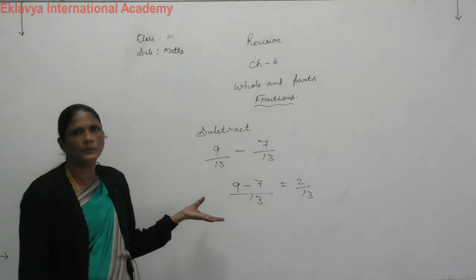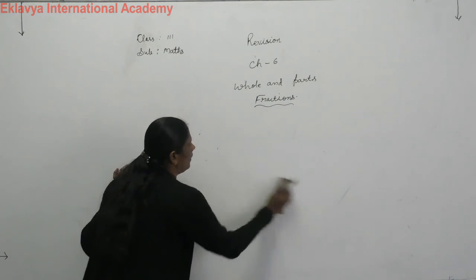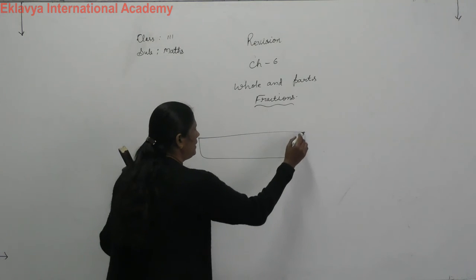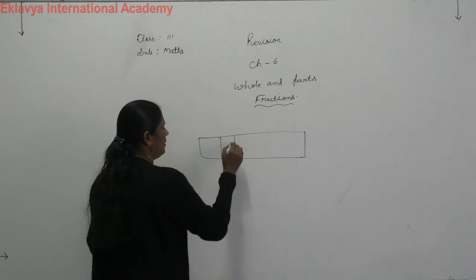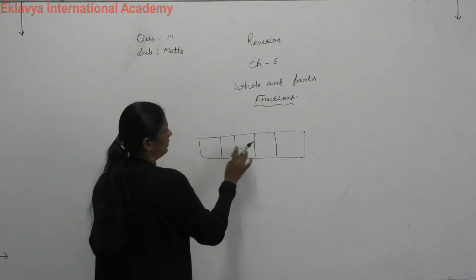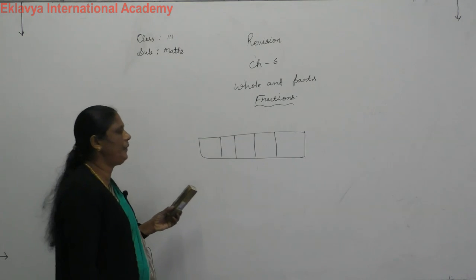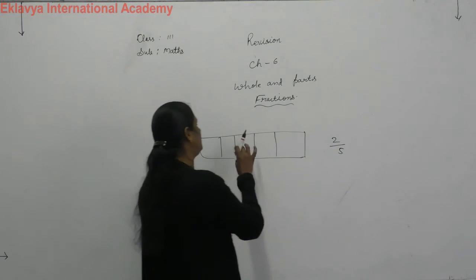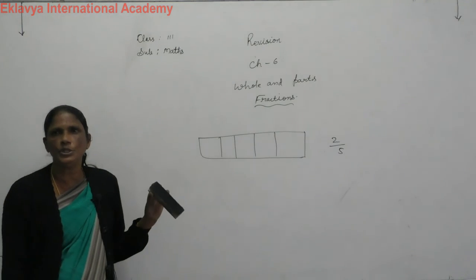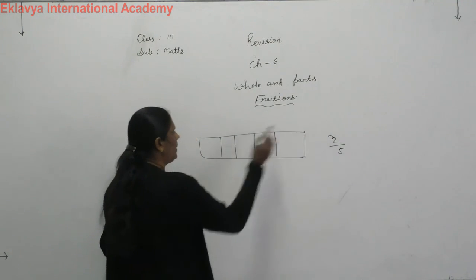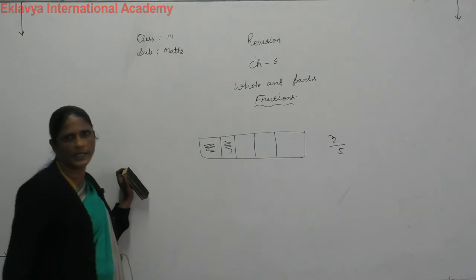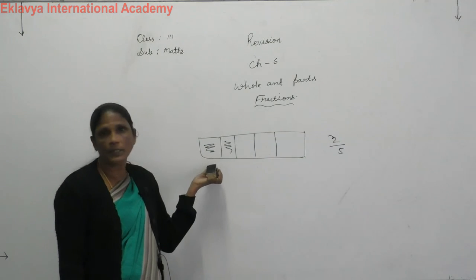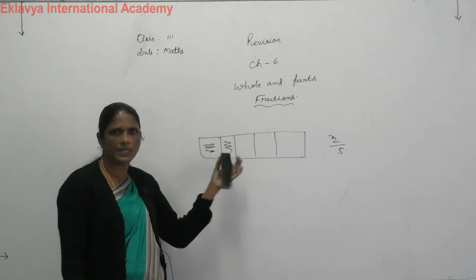You understand now? Then color the shapes. This is shaded in 1/5 part, shaded in 2/5 part. 2/5 part you shade. Only you shade the numerator. Understand? Color the 2 parts, any color you can use.